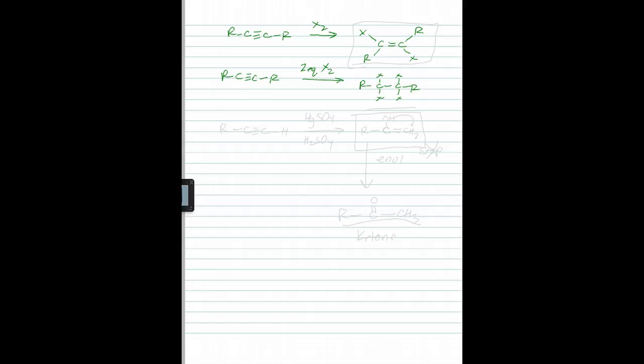All right, I have the product for you. Notice you get 4 X's. It happens twice. So the first equivalent makes this compound up here, and then you have a second equivalent. It reacts with that, just like the mechanism we saw in the previous section, to give you 4 halogens on your compound. Okay? Next one is hydration.